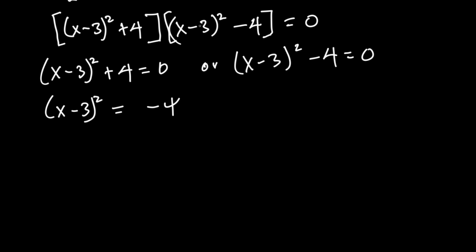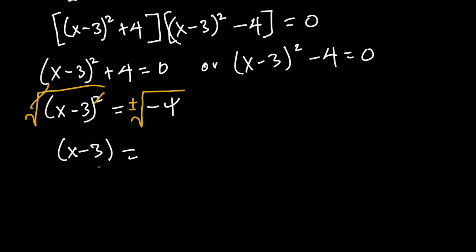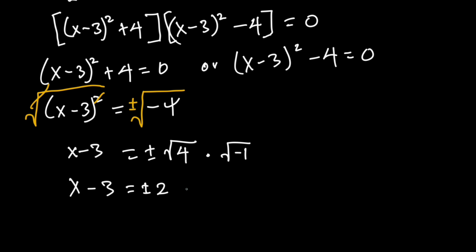We can take the square root on both sides, and don't forget that the plus or minus is super important. The square and the square root will cancel, and we are going to have x - 3 equal to, because the square root is gone, we don't need this parenthesis anymore, plus or minus the square root of negative 4, which is the same as the square root of positive 4 times the square root of negative 1. This is the same as x - 3 = plus or minus 2 times i, because the square root of negative 1 gives us just i, as simple as that.